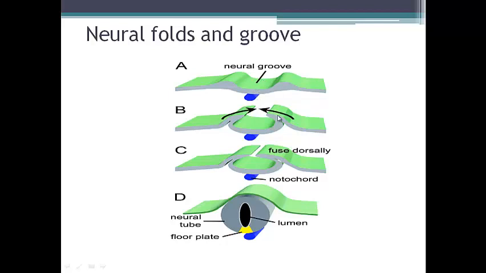Now in the next picture, you can see how the neural folds are growing towards each other. Eventually they get close enough that they actually fuse, and once they fuse, this newly formed tube detaches. Notice how you've got a notochord, and a newly formed tube on top of it. This newly formed tube is called the neural tube, and this will end up becoming the nervous system.